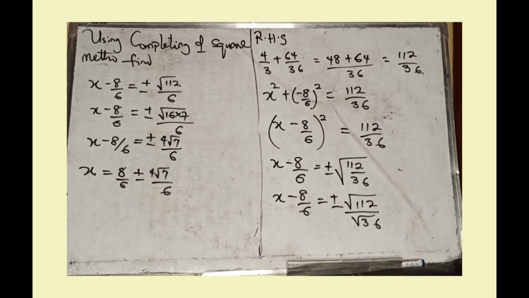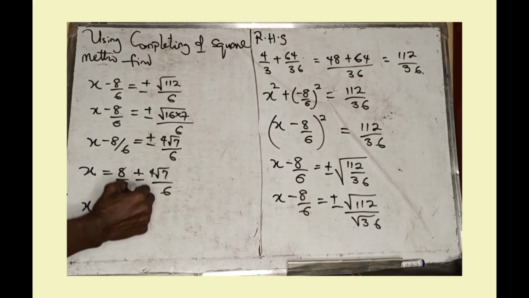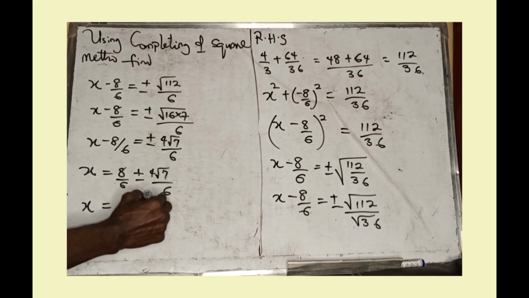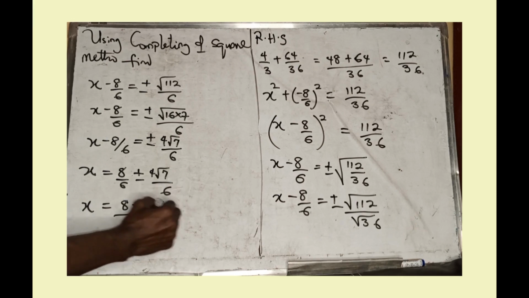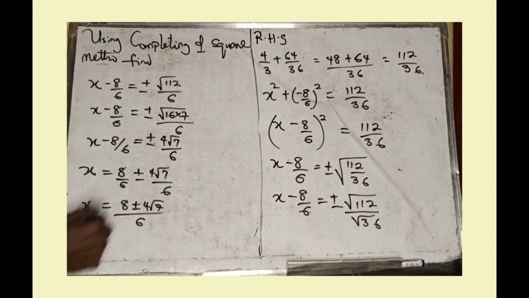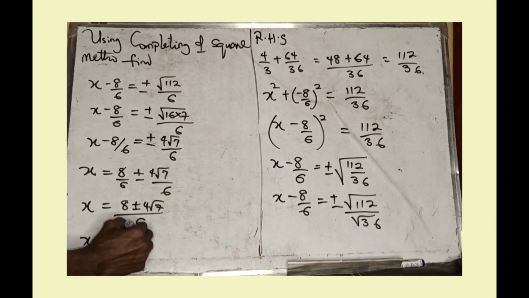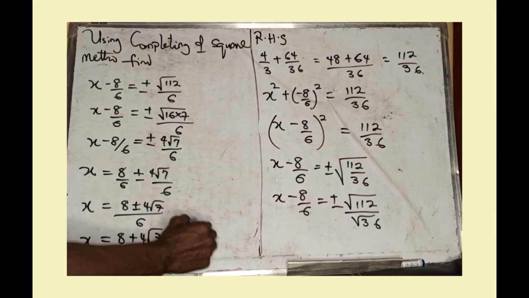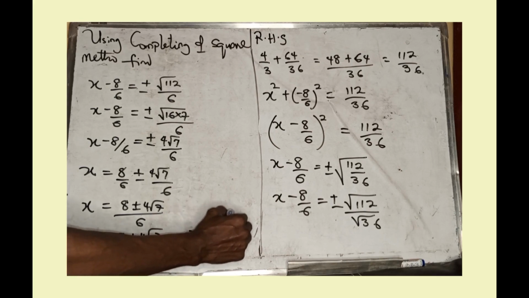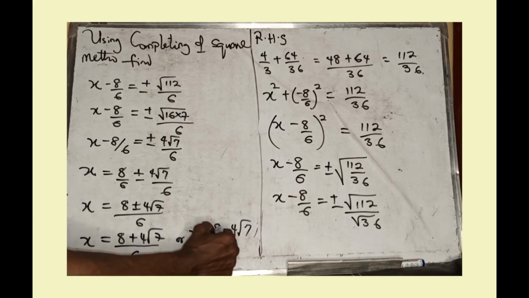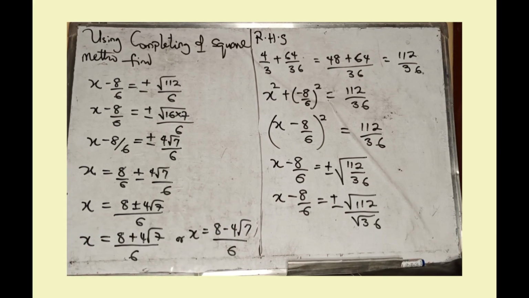Okay, so in this case now, when the denominators are both the same, I can have x equals 8 plus or minus 4 root of 7, then divided by 6. All right, so now guys, my answer could be x equals 8 plus 4 root 7 divided by 6, or x equals 8 minus 4 root of 7 then divided by 6. Is that clear?